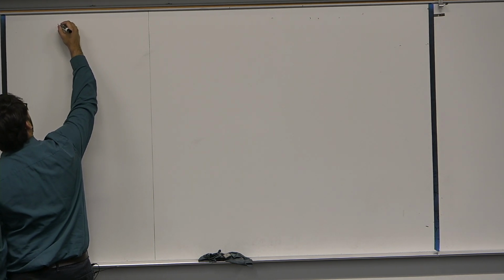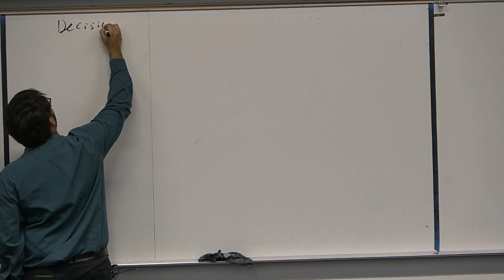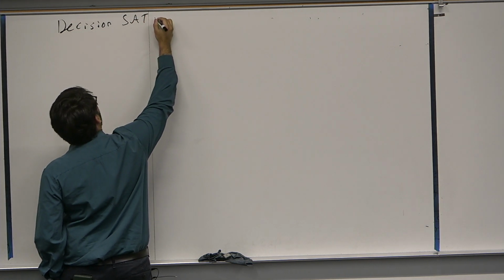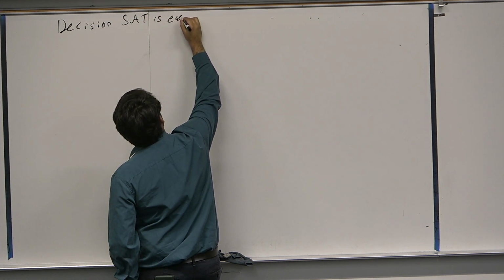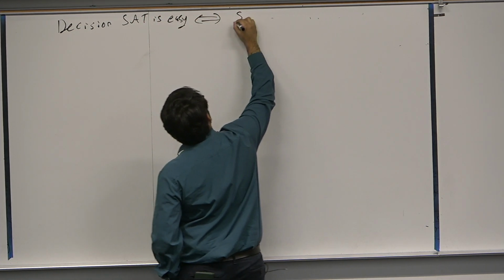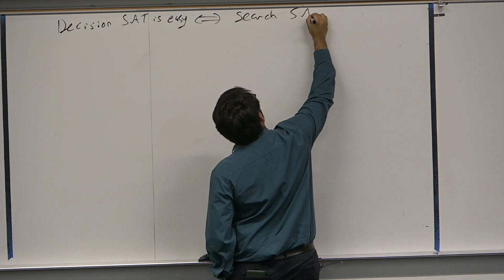You can rederive an entire theory of NP completeness using functions. It's difficult, it's really ugly, and it's very, very hard. It's just more cumbersome, and I've seen this in papers where they try to do this. It's not good. But I claim that there is a transformation between search and decision that preserves easiness and hardness. So we say decision SAT is easy if and only if search SAT is easy.